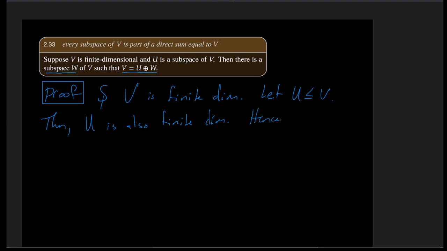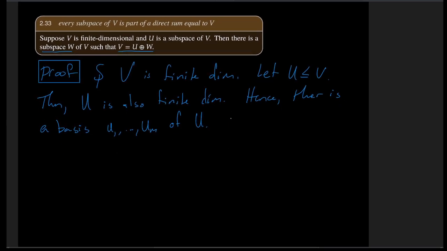Hence, there is a basis, let's call it U1 through UM, of U. That is, we just showed that every finite dimensional vector space has a basis. Nice. This is because we can take a spanning list, which exists for any finite dimensional vector space, and reduce it to a basis using the process we described before. All right, so there's a basis of U.